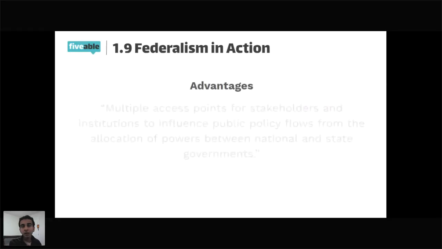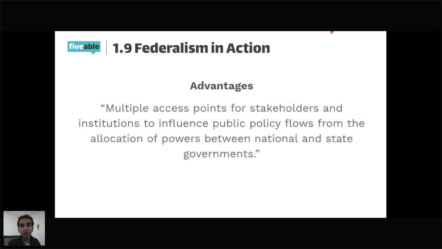Okay, so in terms of the advantages of federalism, this is a quote that College Board provides, and it's kind of confusing. They said multiple access points for stakeholders and institutions to influence public policy flows from the allocation of powers between the national and the state government. What this basically means is that federalism allows for, first of all, diverse policies. It can encourage experimentation. So like one state can try it out, and if that works, then maybe the federal government can try it out. It provides multiple points where people can influence public policy.